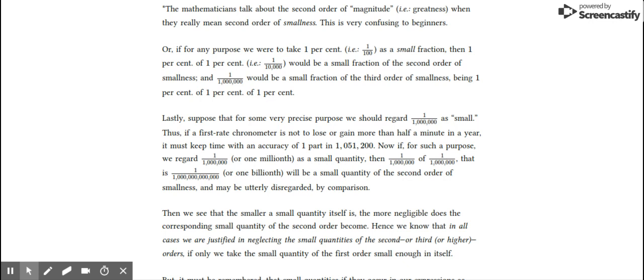Thus, if a first-rate chronometer is not to lose or gain more than half a minute in a year, it must keep time with an accuracy of 1 part in 1,051,200. Now, if for such a purpose we regard 1/1,000,000th as a small quantity, then 1/1,000,000th of 1/1,000,000th, that is, 1/1000 billionth, will be a small quantity of the second order of smallness and may be utterly disregarded by comparison.